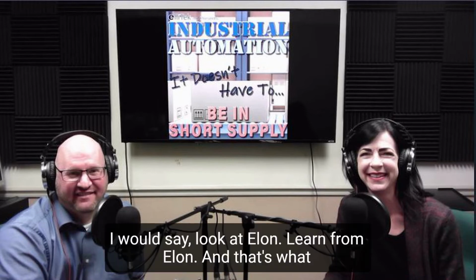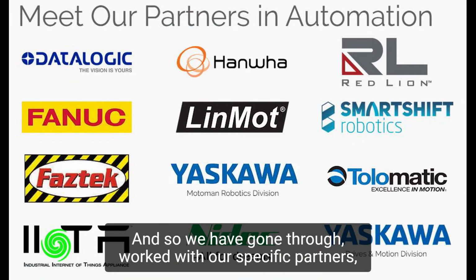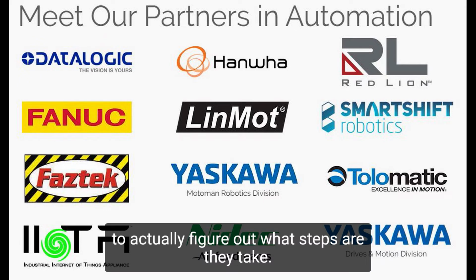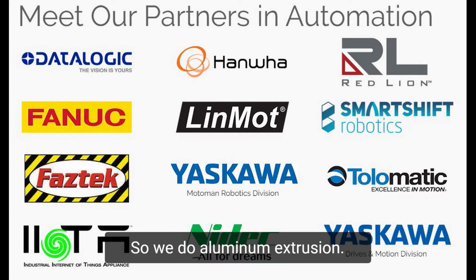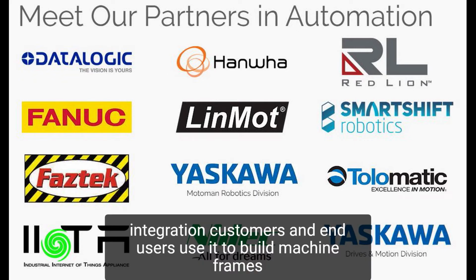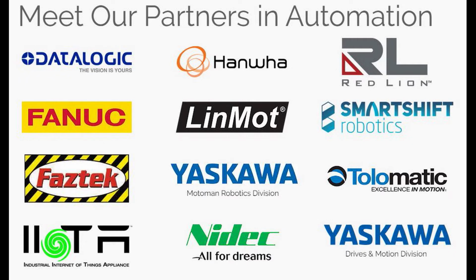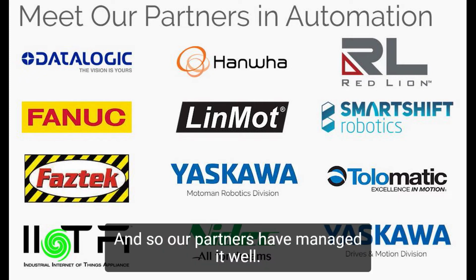What are their alternatives? I would say, look at Elon. Learn from Elon. And that's what we have done. We have worked with our specific partners to figure out what steps they're taking. For example, I just mentioned aluminum. We do aluminum extrusion, the T-slot framing that we use and sell. A lot of our machine building customers, systems integration customers and end users use it to build machine frames and guards and stuff like that. But aluminum is in short supply for those that did not manage it well, and our partners have managed it well.